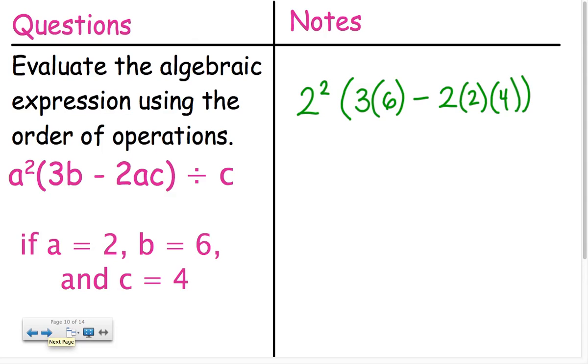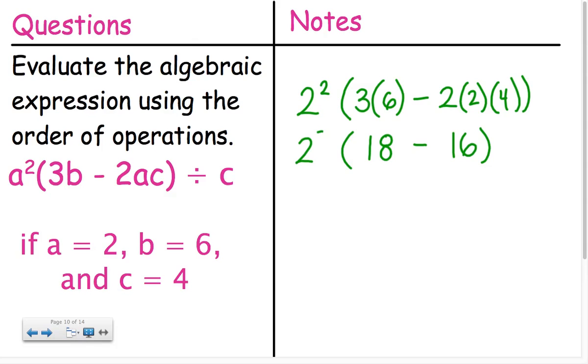So I look at my parentheses and I see I have multiplying, subtracting, and multiplying. So I'm going to do both of the multiplying at the same time. So 3 times 6 is 18. 2 times 2 is 4. 4 times 4 is 16. If I wanted to, I could have multiplied 3 times 6, written out the rest of the problem, and then multiplied 2 times 2 times 4. I just did it this way to make it a little bit quicker.